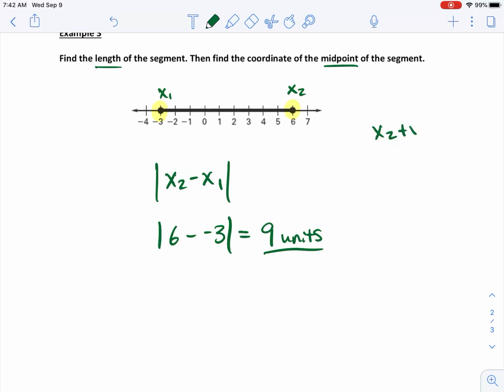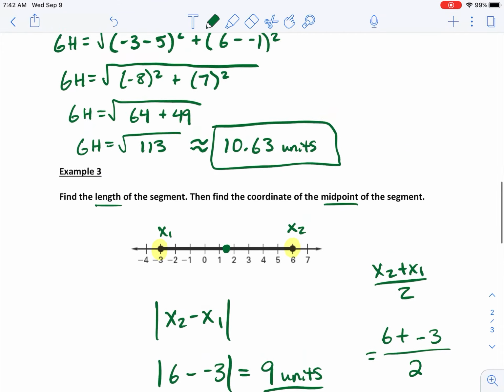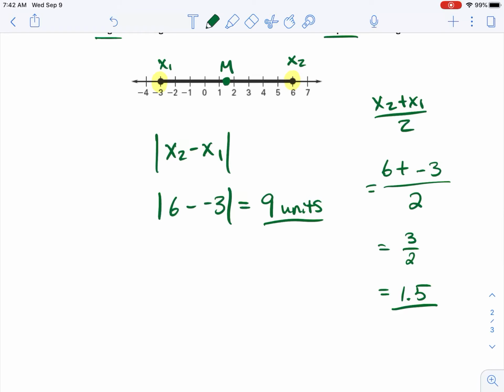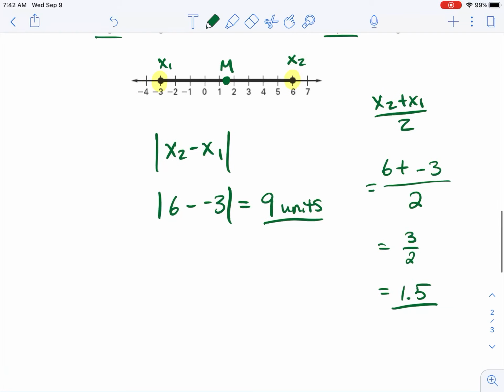And then to find the midpoint, I'm going to do x2 plus x1, and I want the average. I want the middle, so I'm going to divide it by 2. x2 is 6 plus x1 is -3, divided by 2. And 6 plus negative 3, plus a negative is like subtracting. So I'll get 3 over 2, which if I were to divide that, is 1.5. So our midpoint, if we were going to go to 1.5 right here, that would be our midpoint. All right, so that is our final example.